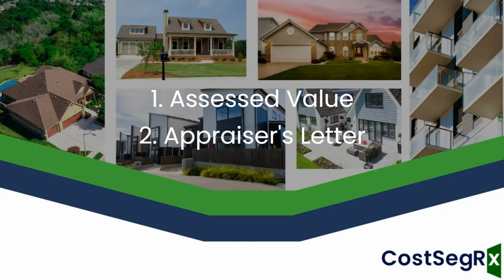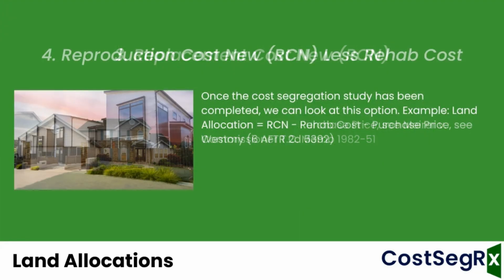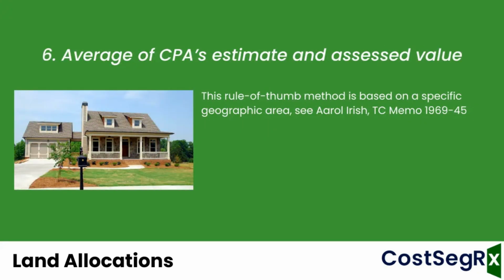If you don't have an appraisal on the property and the county tax assessor's land allocation looks higher than you think it should be, we can take a look at some of the other options. There's replacement cost new, reproduction cost new, and then an adjusted reproduction cost new. The very last method that I would use would be a rule of thumb method. So that's just taking a flat 20% for property in your area.